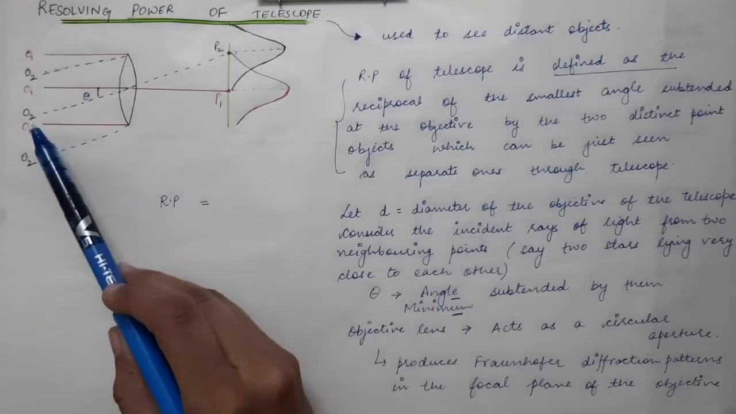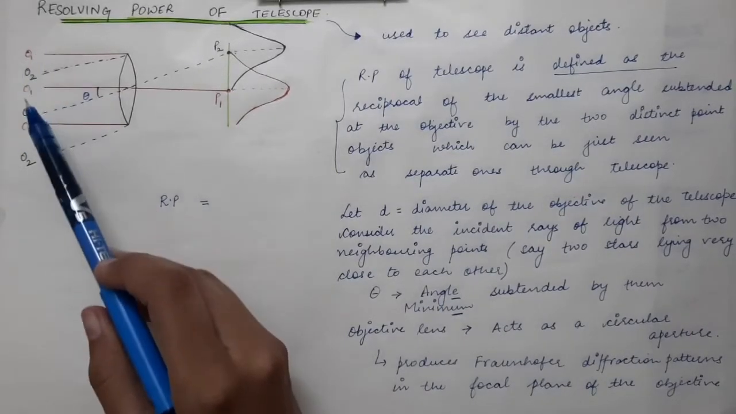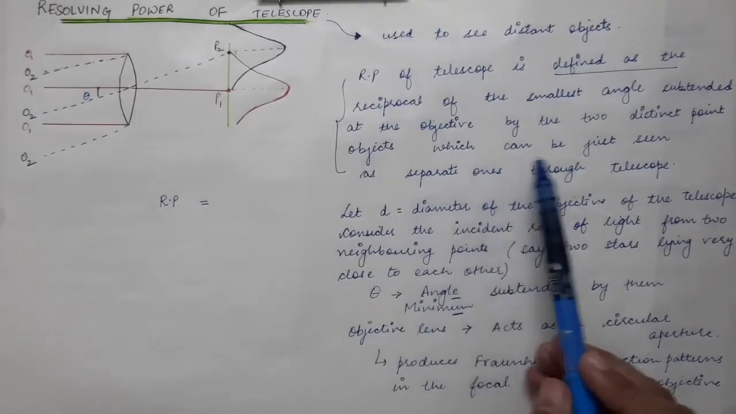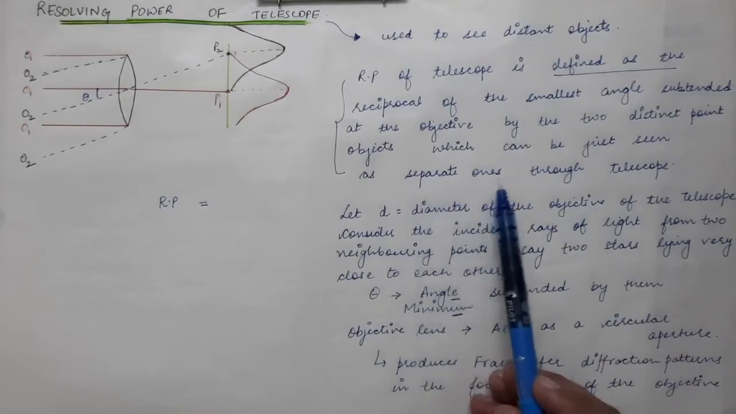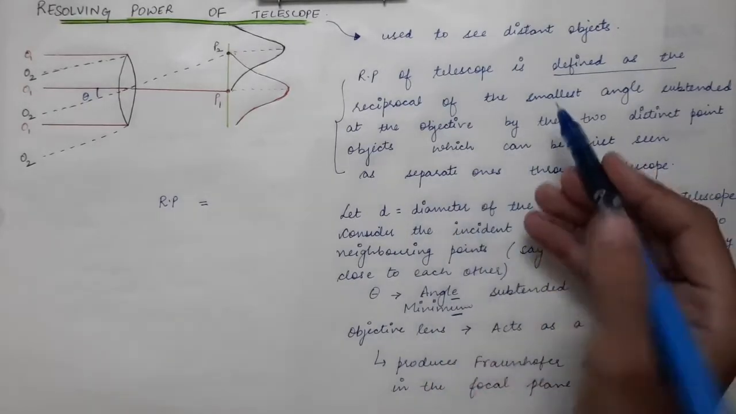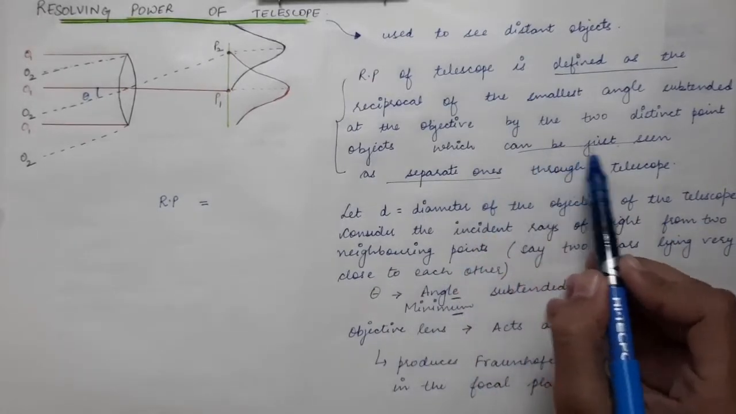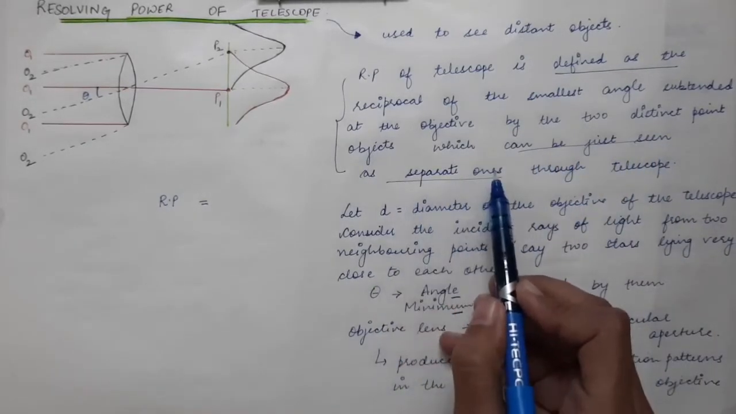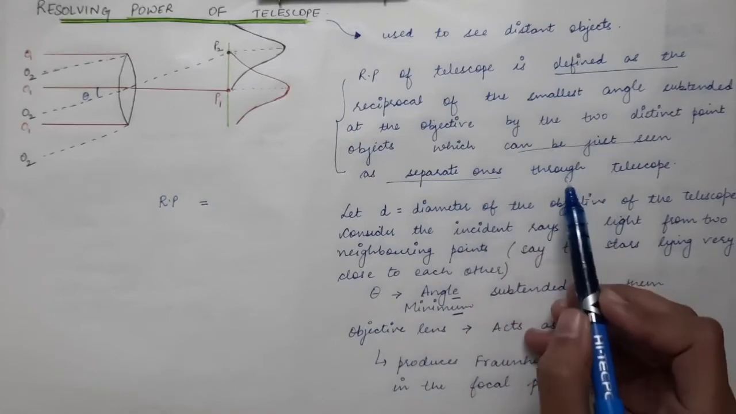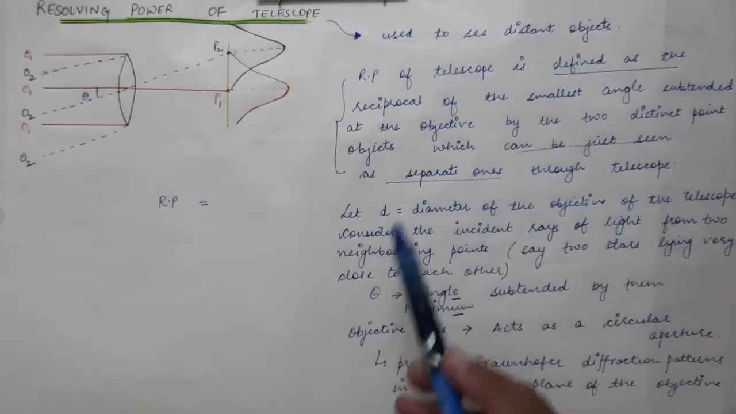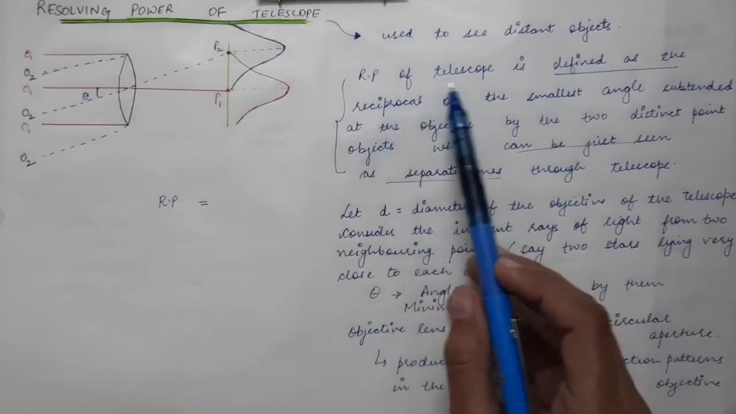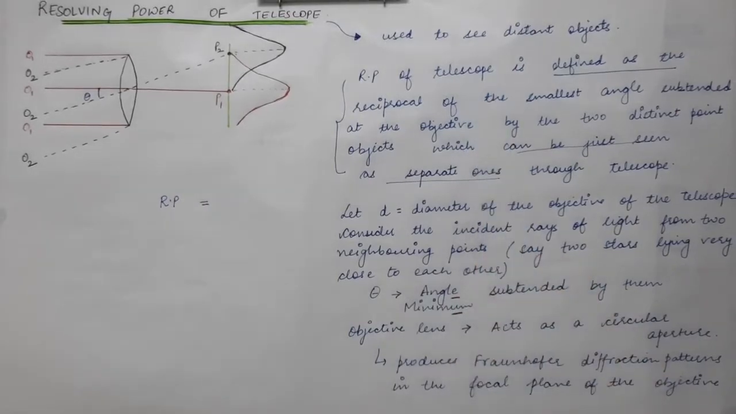Over here the two distinct point objects are O1 and O2, which can be just seen as separate ones. So another term for this particular phrase, that they can be just seen as separate ones, is that they are just resolved through the telescope. So this is how we define the resolving power of a telescope.